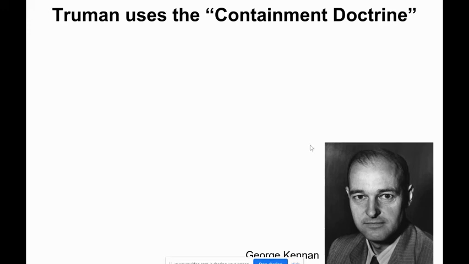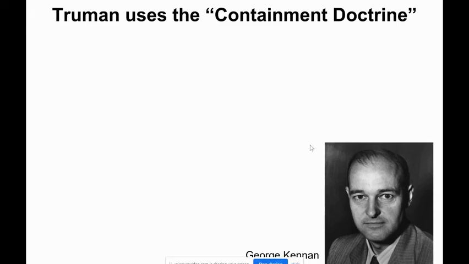And so Kennan said, we need to identify these places and be kind of flexible in how we deal with them, but we need to prop them up. In doing so, that's going to contain the spread of communism from where it is to where it could go. And that way we maintain our trading partners. They can buy goods from us, we can buy goods from them. That's kind of the containment doctrine.